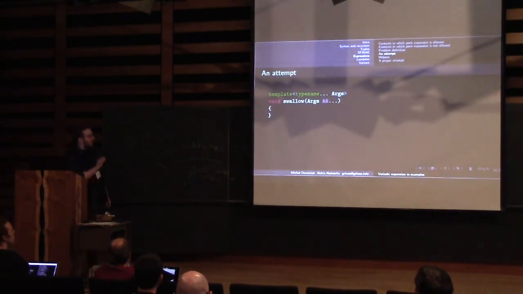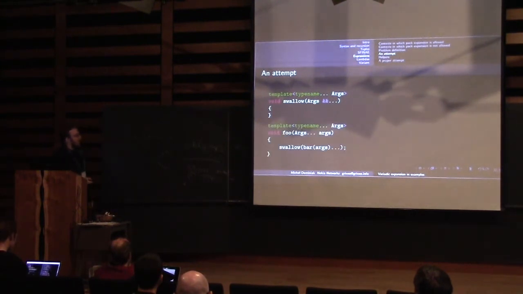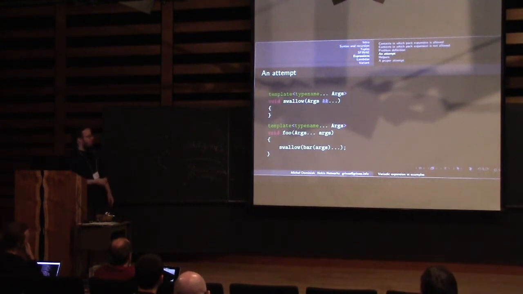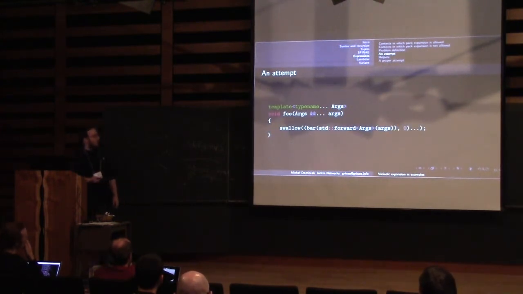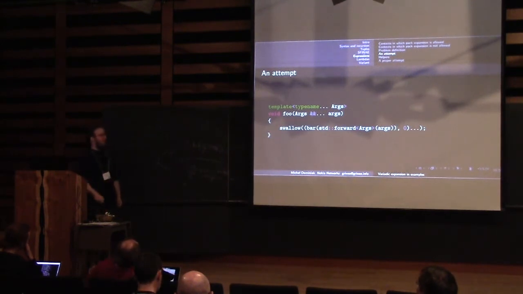So let's try it. Let's make a function that swallows everything that's passed to it, does nothing with it. An attempt would be to do it like this. We call swallow to create a context where we can expand a pack of expressions. In reality, it will look something like this. We need this or something equivalent that's a value, because if bar returns void, it doesn't work. There is, of course, a proposal for regular void, which would make this not needed, but we will have to wait for that for a while.